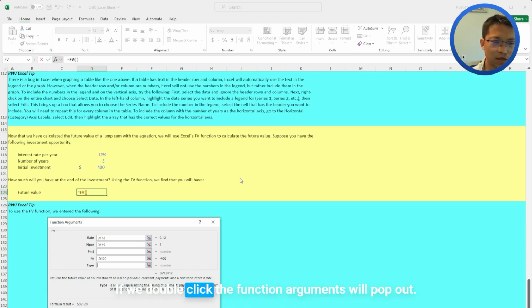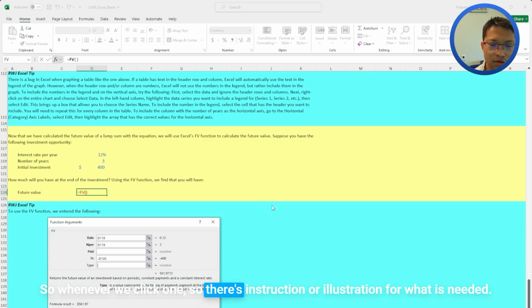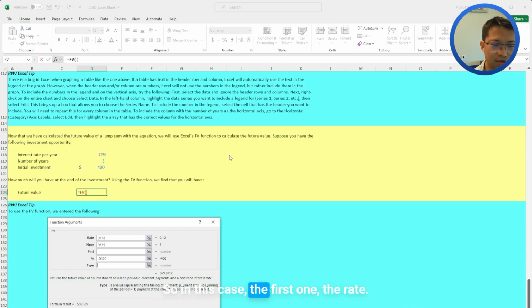If we double click, the function arguments will pop out, right? There's a few pieces of information that we want to enter. Whenever we click one, there's an instruction or illustration for what is needed, right? In this case, the first one is the rate. Rate is the interest rate per period, right? That'll be easy. In our case, the interest rate is 12%. We can simply click this one, D118, right? And we're done.